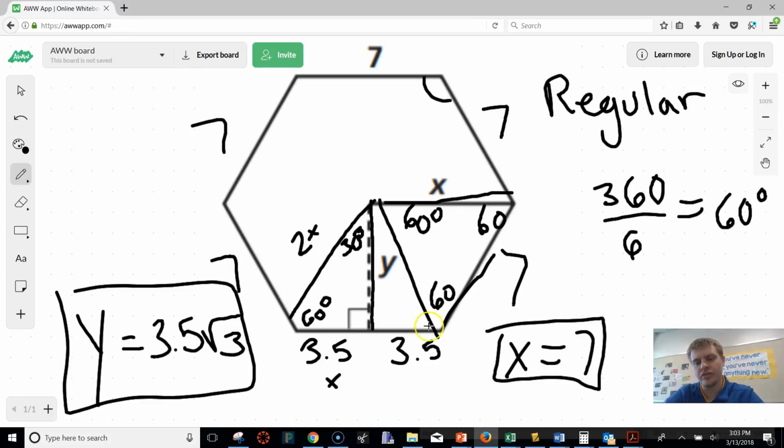So as you kind of do this style, first I would make sure you know what regular means, which is all the sides are the same. And then second, you want to work with the angles, which means all the angles are the same, so that's not too hard to find. Then after you've done that, you want to remember your 30, 60, 90 rules for triangles to find that. We'll do the next example.